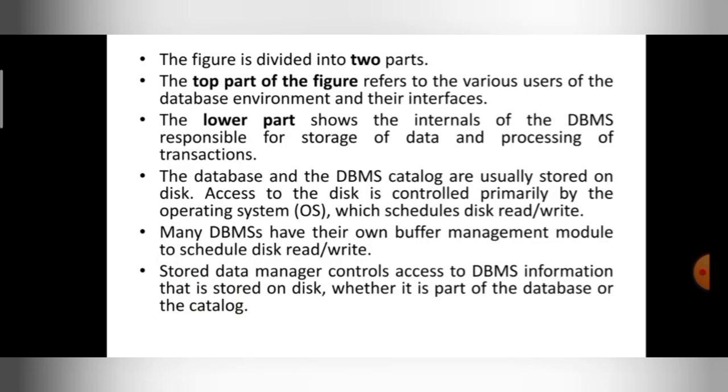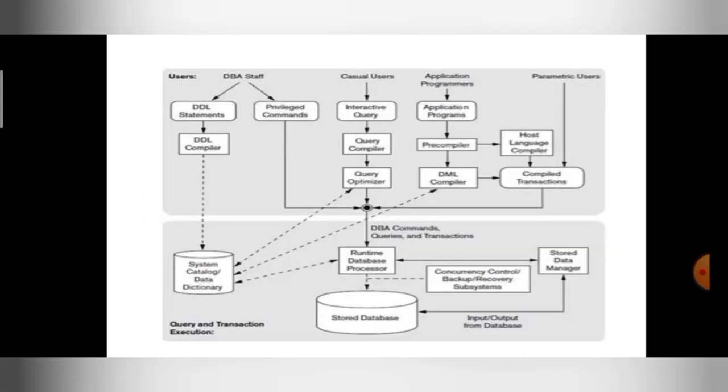One more important thing, the database and the DBMS catalog are usually stored on the disk. DBMS catalog means the metadata I explained. That metadata can be stored on the disks, and access to the disk is controlled by the operating system. You can see there. So the metadata, the system catalog, can be stored in the disk, and access to that disk can be controlled by your operating system.